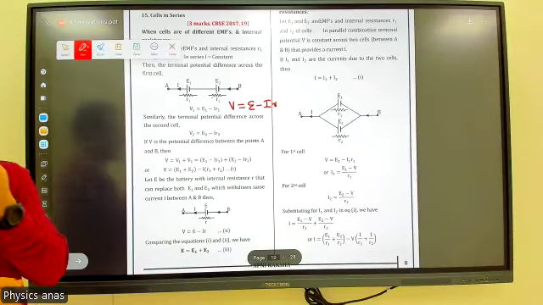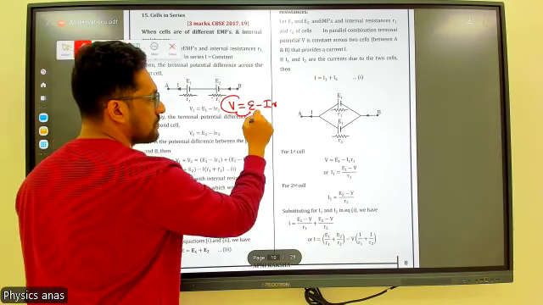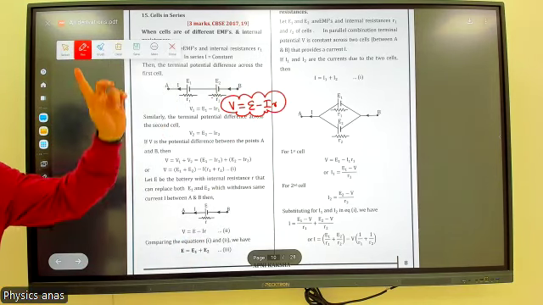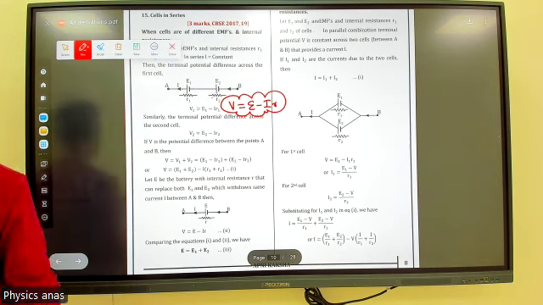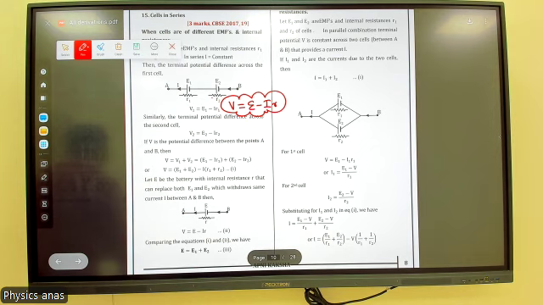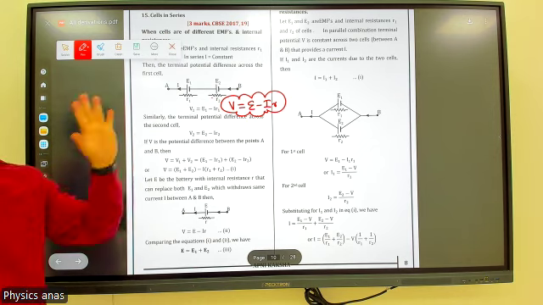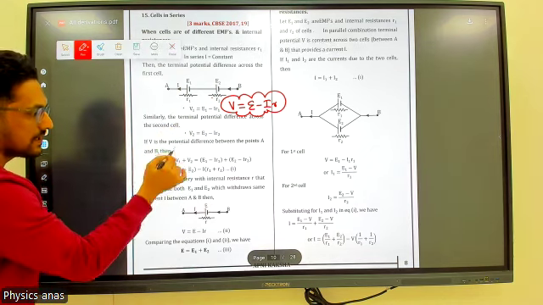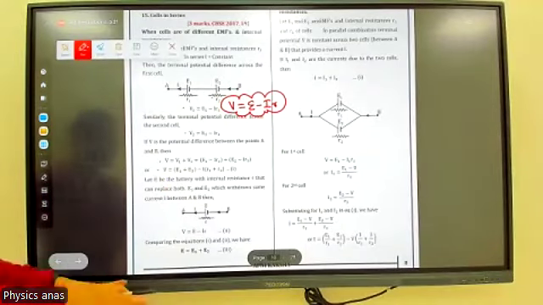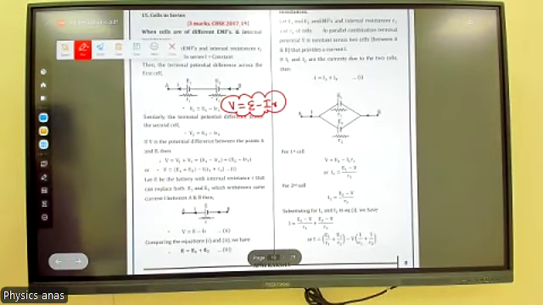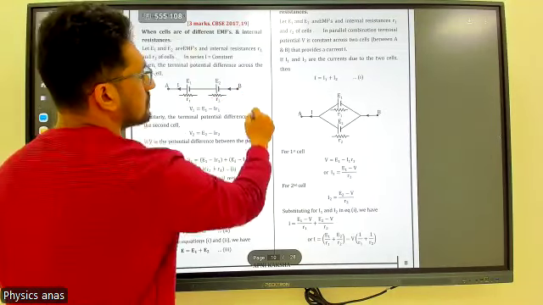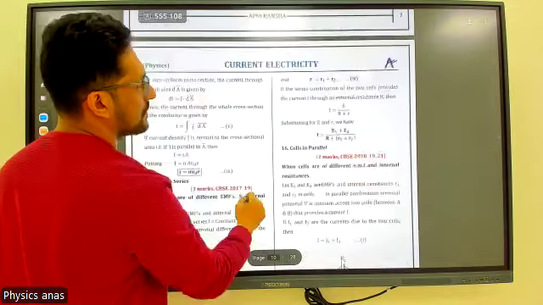Okay? And what is the relation connecting voltage and EMF? Voltage is equal to E minus IR. That means voltage will be less than EMF because there is internal resistance. Clear? Using that, we are doing the derivation. The derivation is the same, so I am not doing that. You can study this one.